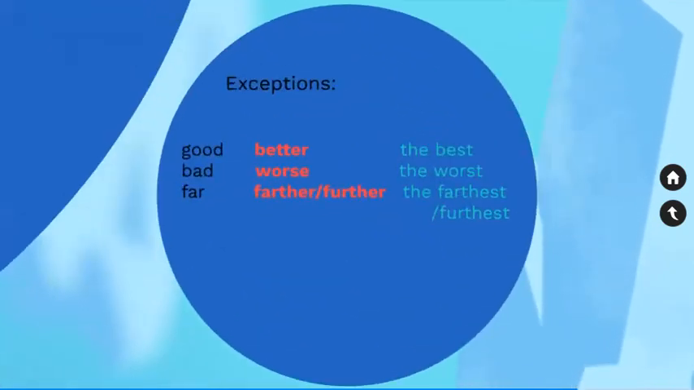And of course, there are some exceptions. Just like with anything in English, you have a few rules and some exceptions. So the first exception is in terms of good. For comparative, it becomes better. Superlative, the best. Bad, comparative, worse. Superlative, the worst. Far becomes farther or further. And for superlative, the farthest, the furthest.